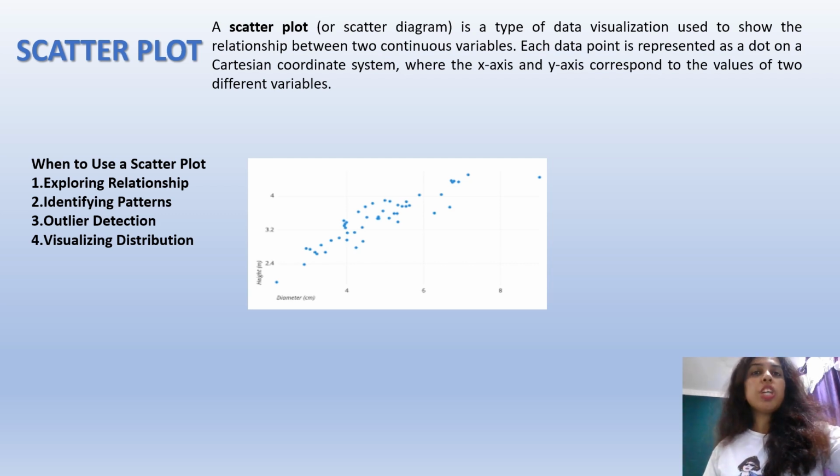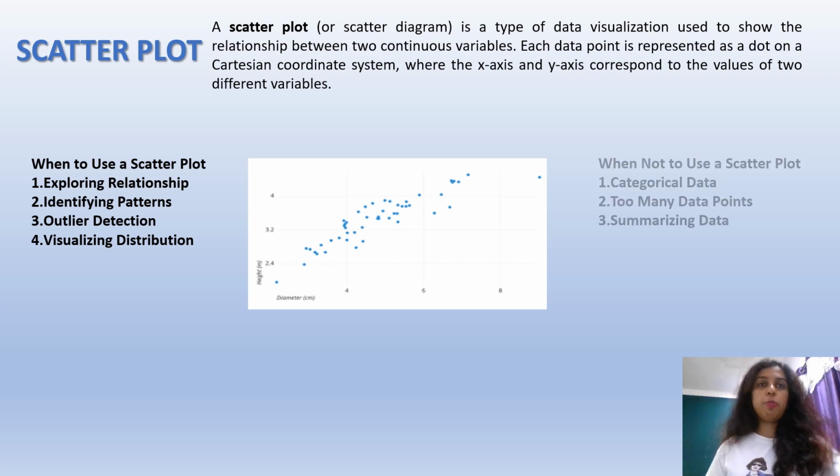When used with large data sets, scatter plots can show the distribution and density of the data points across the graph space. Let's see when not to use a scatter plot. These are not suitable for categorical variables that don't have a numerical or continuous nature. Use a bar or pie chart instead for non-continuous data.